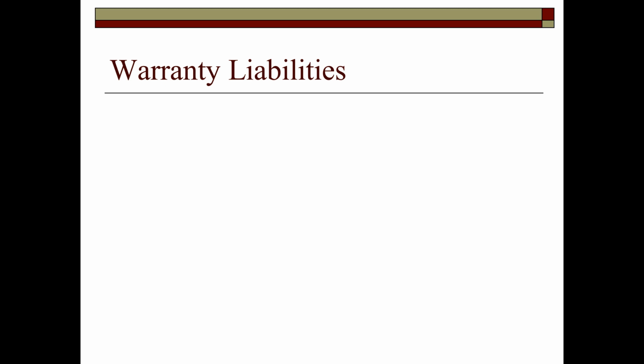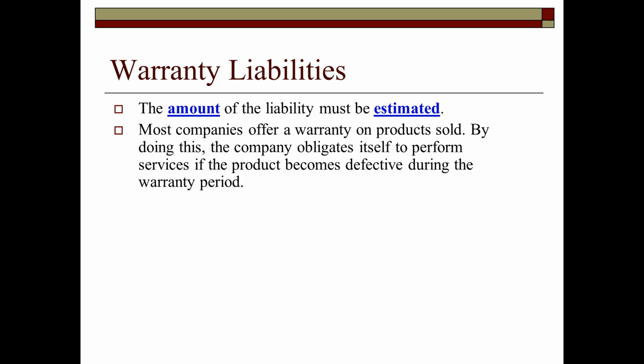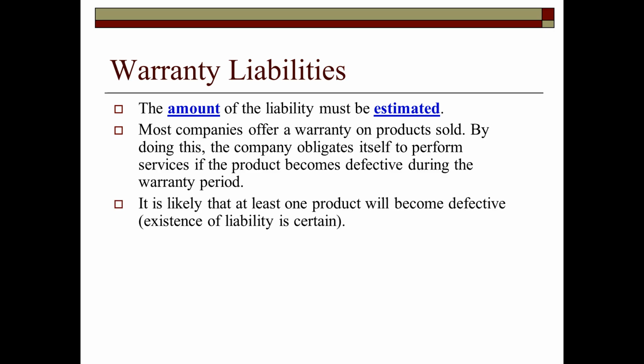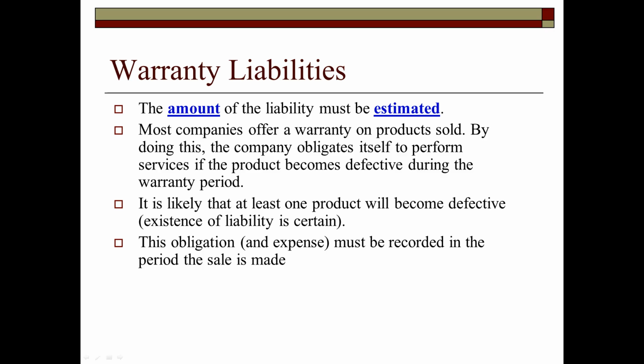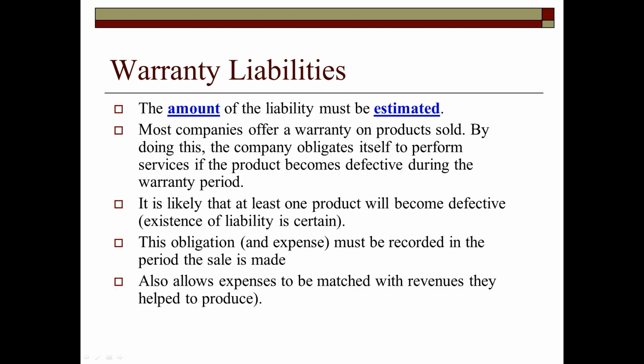Now let's look quickly at warranty liabilities. A warranty liability is a liability whose amount must be estimated. Most companies offer a warranty on products sold. By doing this, the company obligates itself to perform services if the product becomes defective during the warranty period. It is likely that at least one product will become defective, then the existence of a liability is what we refer to as certain. The obligation and therefore the related expense must be recorded in the period the sale is made. Also allows the expenses to be matched with the revenues they help to produce.